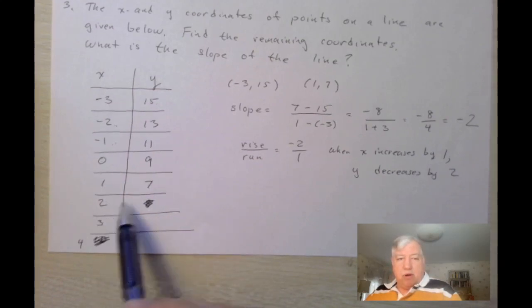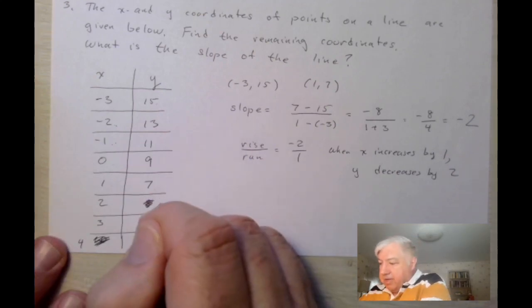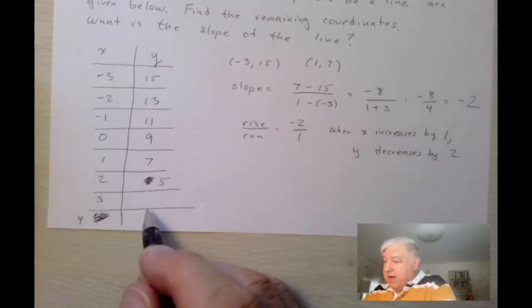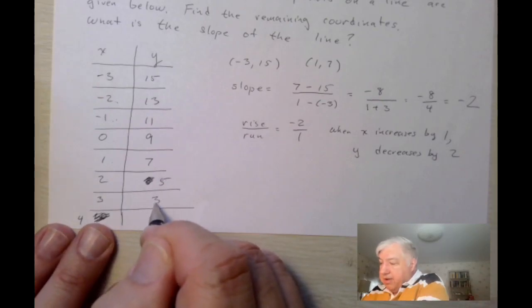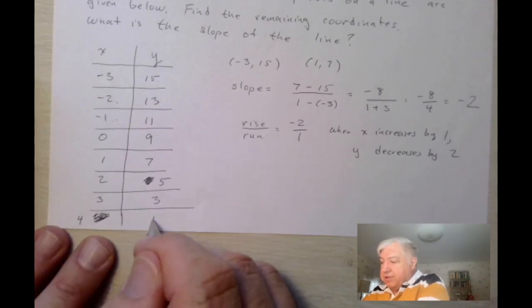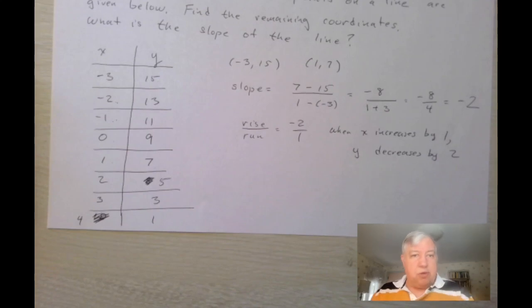X goes up by 1, y goes down by 2. 7 minus 2 is 5, 5 minus 2 is 3, and 3 minus 2 is 1. Okay, so you can see all these y values go down by 2 units, right?